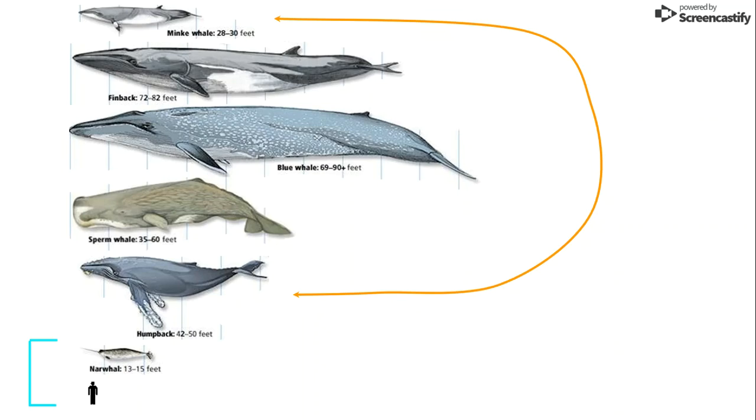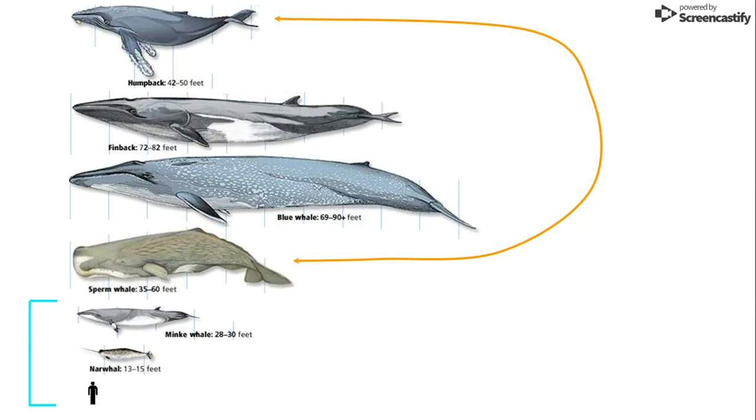Searching through these whales, we find that the smallest one is the minke whale, and so we swap the humpback whale with the minke whale. We see that the humpback whale is now the smallest whale out of the 4 whales that are left, and so we swap the humpback whale with the sperm whale.